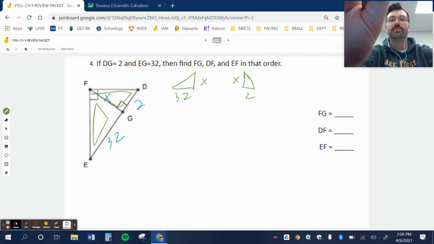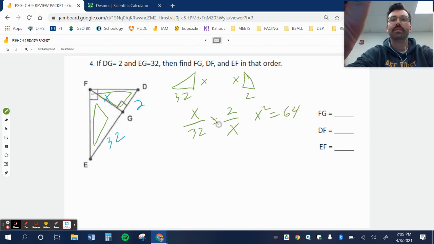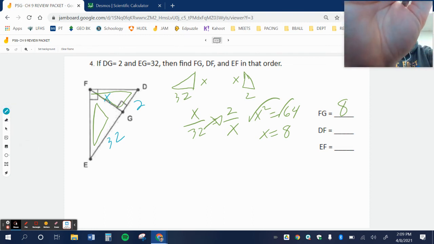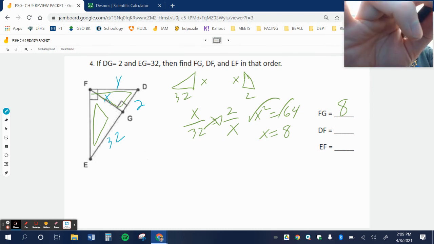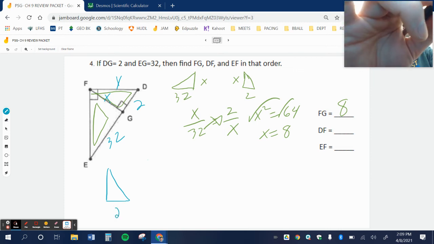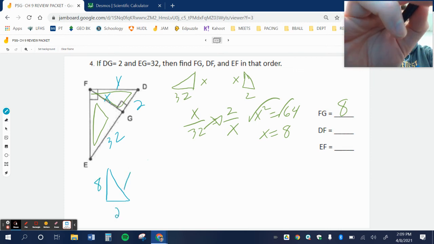So what appears twice? Oh, X does. X over 32 equals 2 over X. X squared equals 64 after cross multiplying. Square root both sides. X equals 8, which was FG. In that order means find DF next. So I'm going to call this Y. Now I have a small right triangle where this is 2, this is now 8, and this is Y.